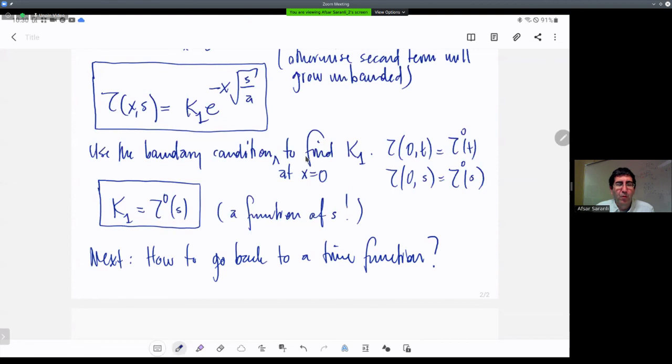Assuming that we already know what we apply at the boundary. That means knowing what we are applying at the boundary means we know tau zero of t, and therefore we know what tau zero of s is. In that case, we know what is tau xs. But we still need the time function, the response function, back from the Laplace domain.